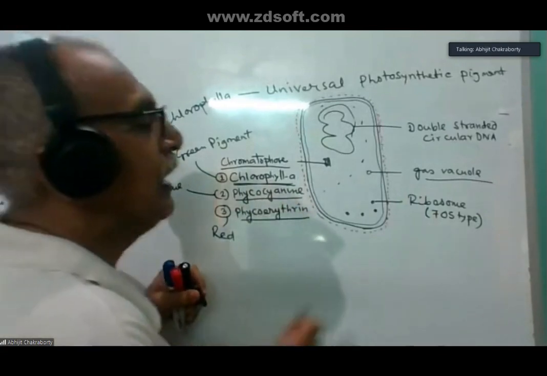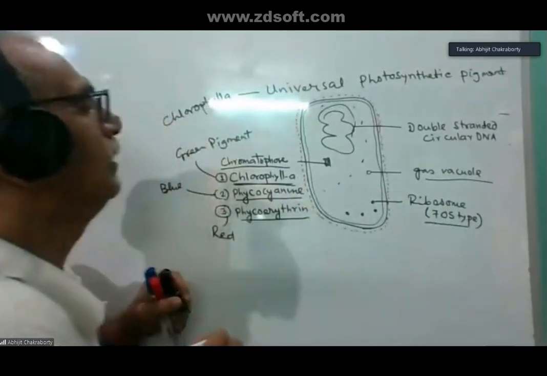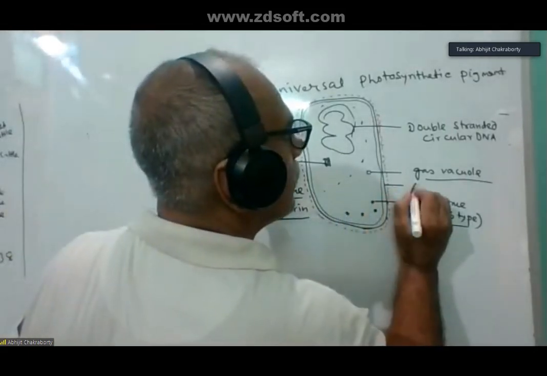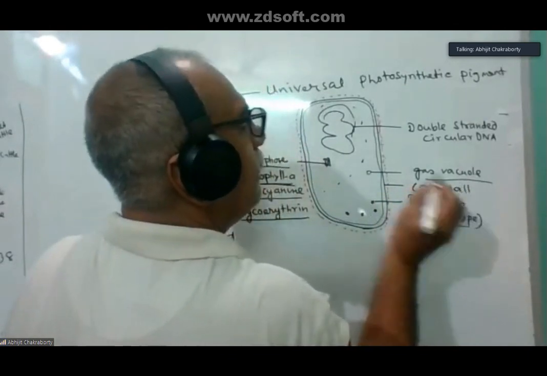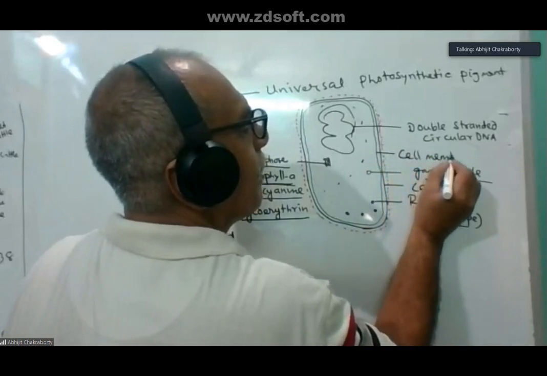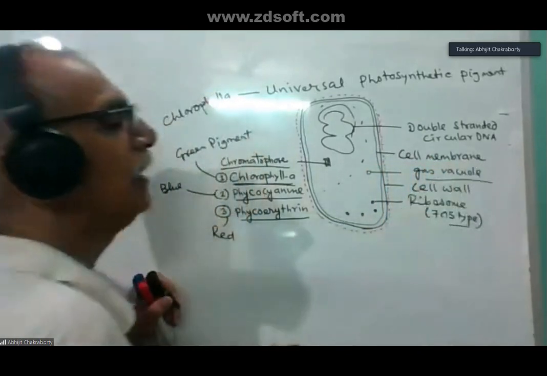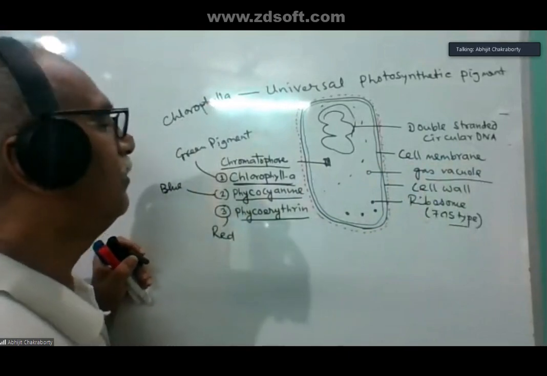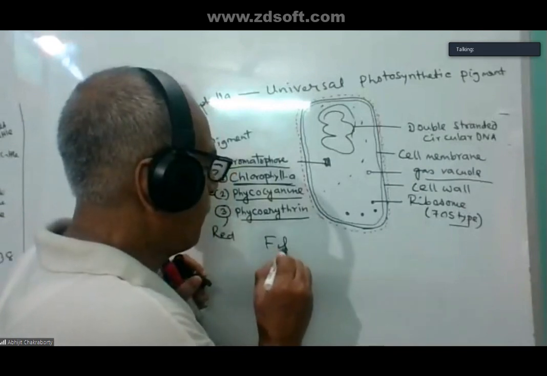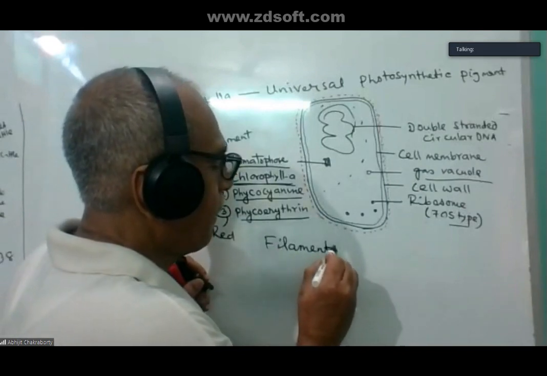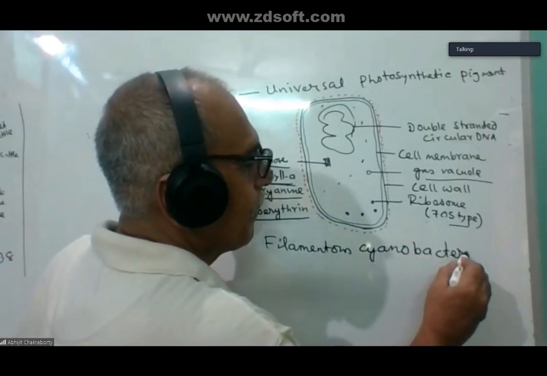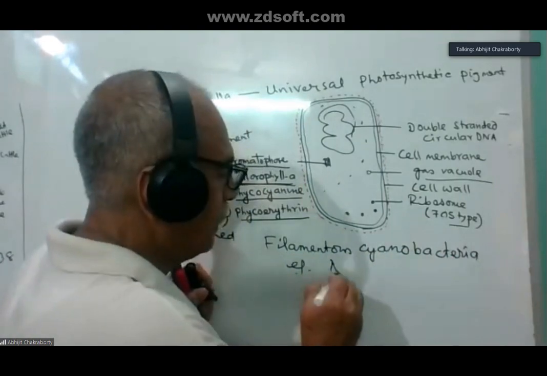This is cyanobacteria. Ribosome is 70S type. And these are cell walls, mainly made of peptidoglycan. These are cell membrane, made of lipid and protein. Now, I am coming directly to some filamentous cyanobacteria. Example, suppose Nostoc.